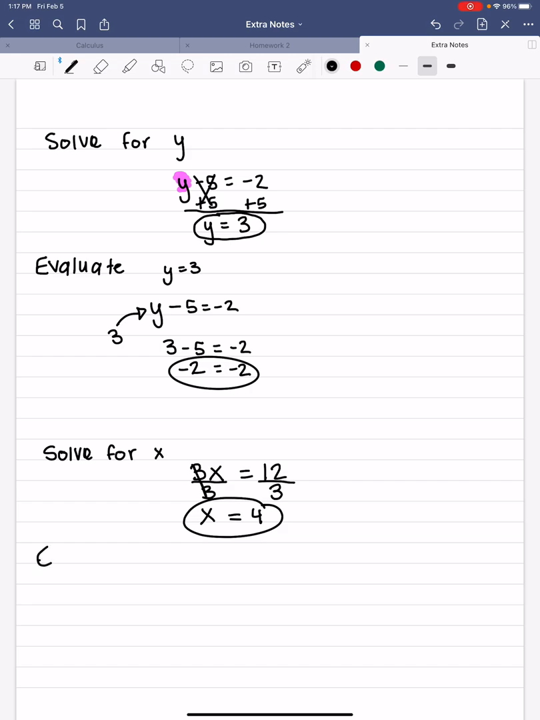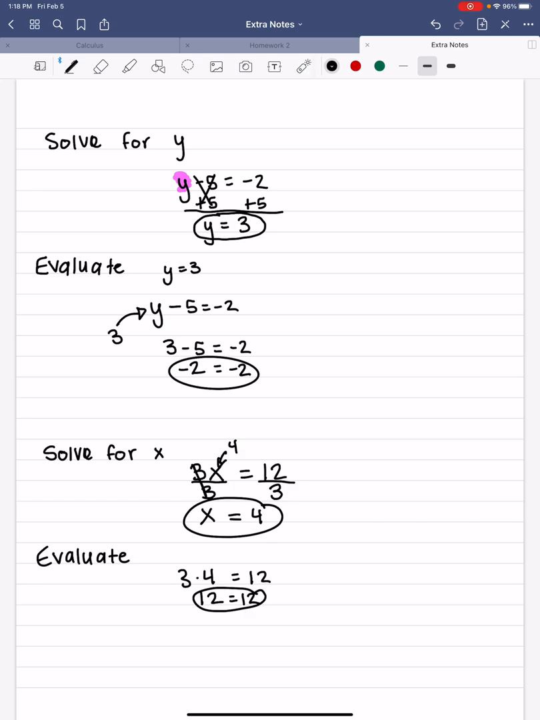Now we want to evaluate that or check our work. So we're going to plug 4 in for this x. So now we have 3 times 4 equals 12. Well, 3 times 4 does equal 12, so we were correct.